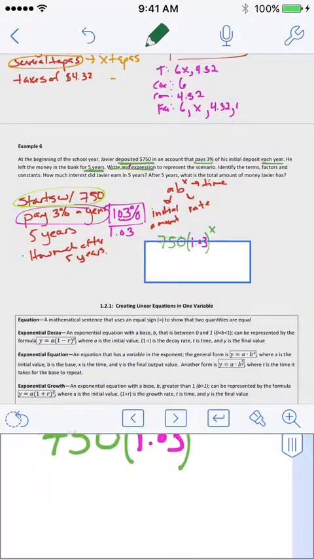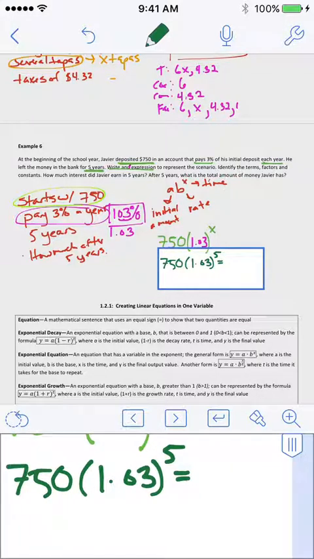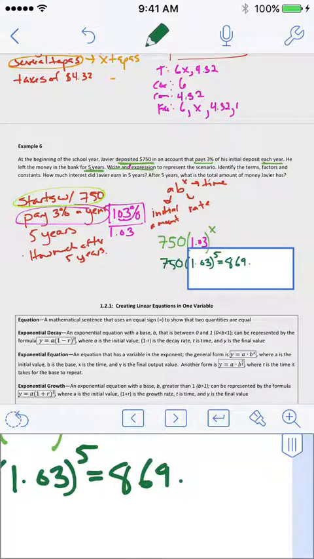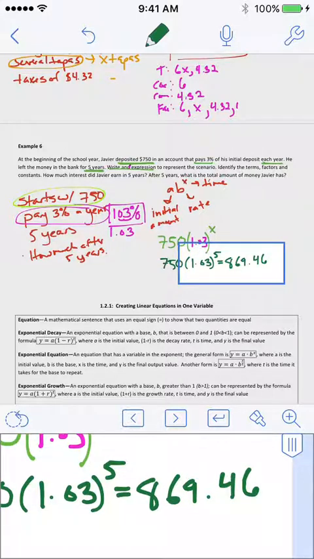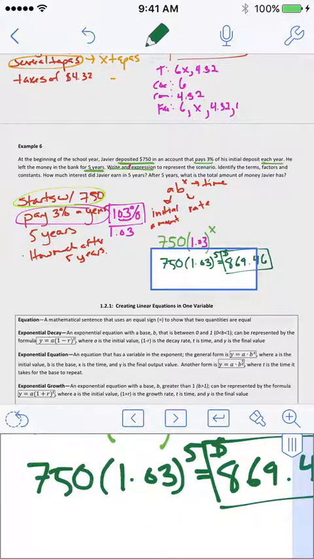So let's rewrite our expression down here. 750 times 1.03 to the 5 years is going to be 750 times 1.03 to the 5th, which is $869.4555555557. You can't see it on my calculator right now, but if you're doing it with me, round that, since it's dollars, to $869.46. That's how much he'll have after 5 years.